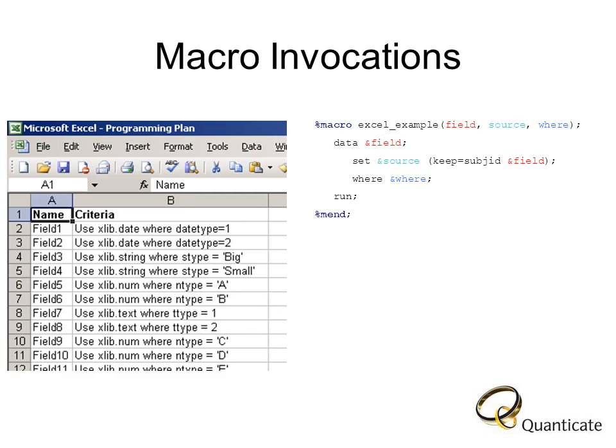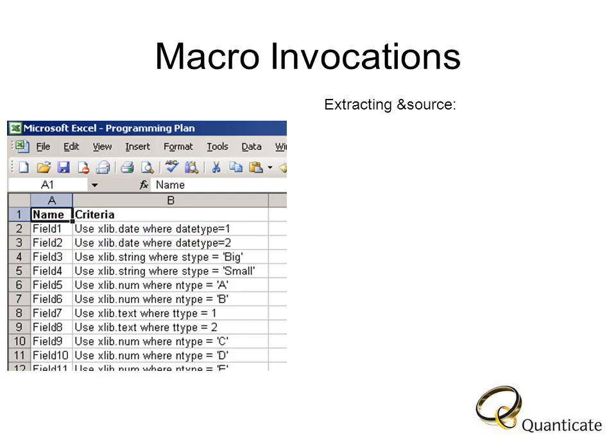So how do we extract the source data set and the where clause from the programming plan? We can do that using the search function in Excel. So that's the macro that we're going to be using.